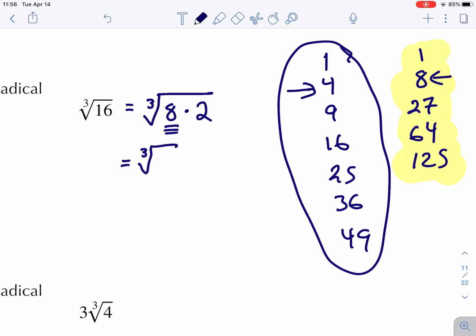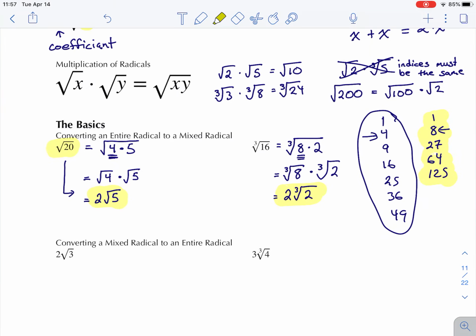Then I break it apart into two cube roots. The cube root of 8 times the cube root of 2. Lastly, I can take the cube root of 8 to get 2 times the cube root of 2. This final form is our simplest form of the radical. The cube root of 16 is equal to 2 times the cube root of 2.